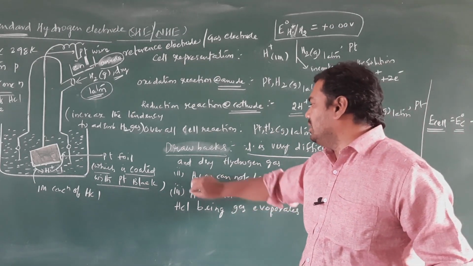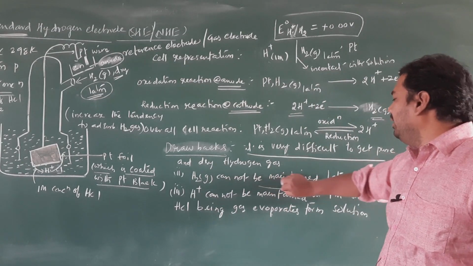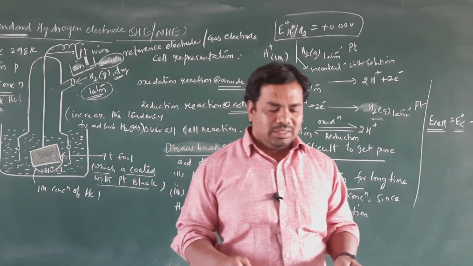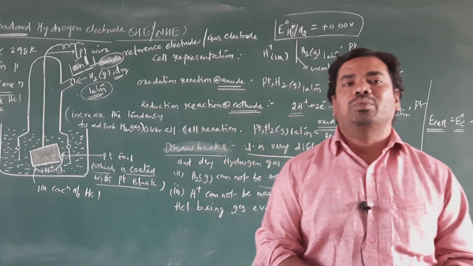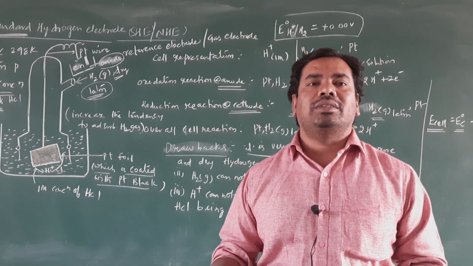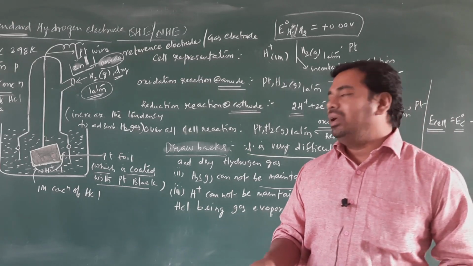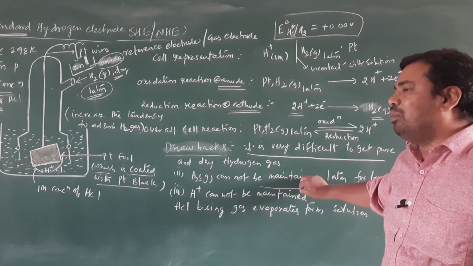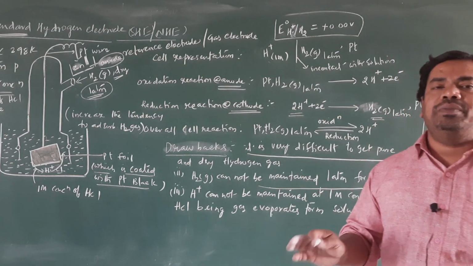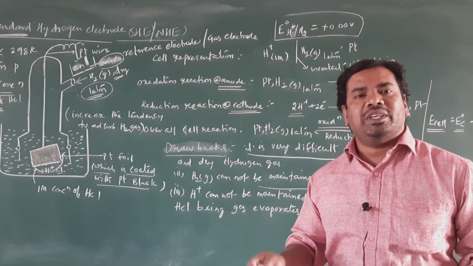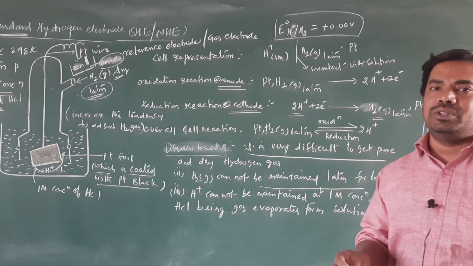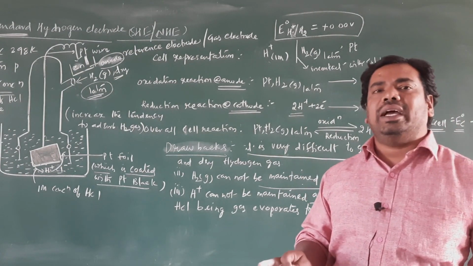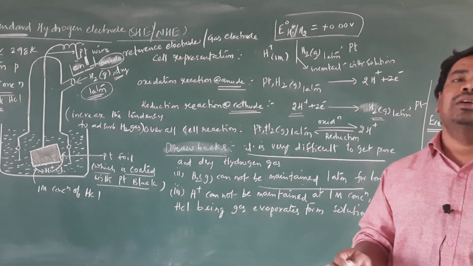The second point is that hydrogen gas cannot be maintained at 1 atmosphere for a long time. Hydrogen gas cannot be stored in glass beakers or reagent bottles because it is gaseous in nature, and we require specific instruments or specific operators for its storage. So it is not possible to store hydrogen gas at 1 atmosphere pressure for a long period.